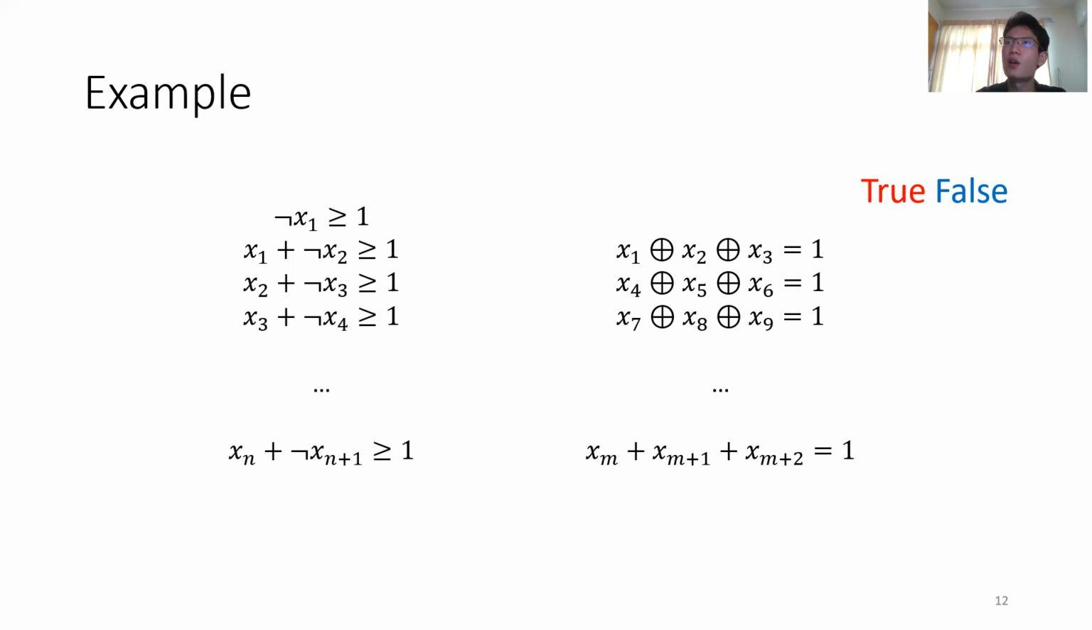We start to propagate over PB constraints. From the first constraint, we know that x1 is false. Once x1 is false, from the second constraint, we can infer x2 is false. Similarly, we know that all the variables are false.